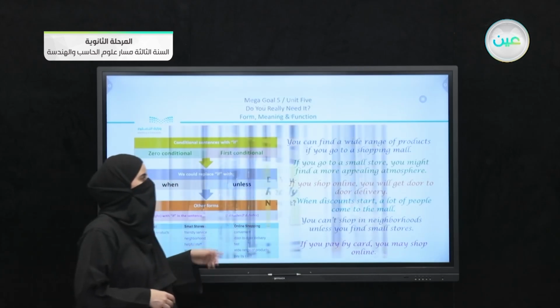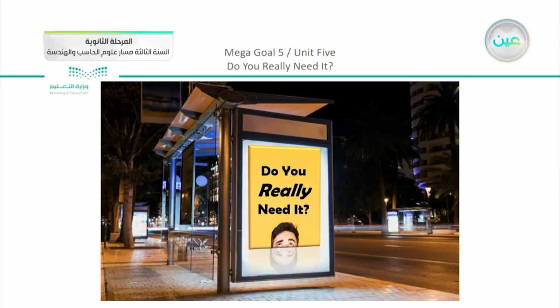So this is the lesson that we have studied before, which is the form, meaning and function lesson. Now we are going to go back to our basic topic. We have here, do you really need it?